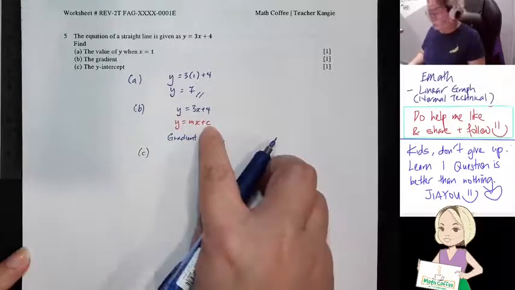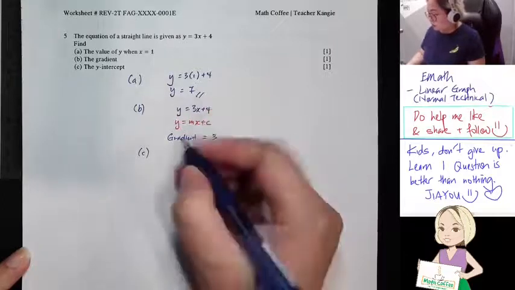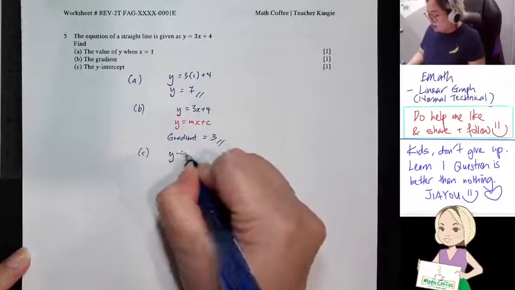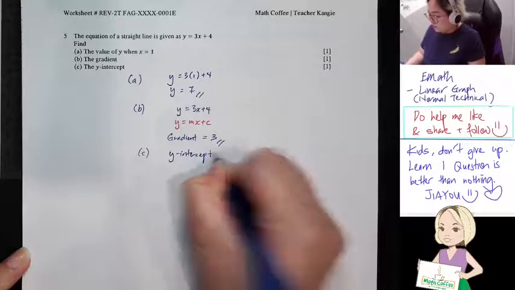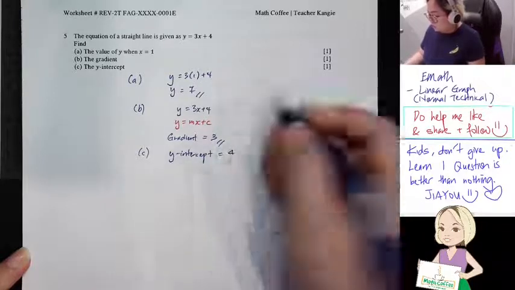Now part C, they ask for the y-intercept. My y-intercept is the c. So my y-intercept is 4. So y-intercept is equals to 4. Done.